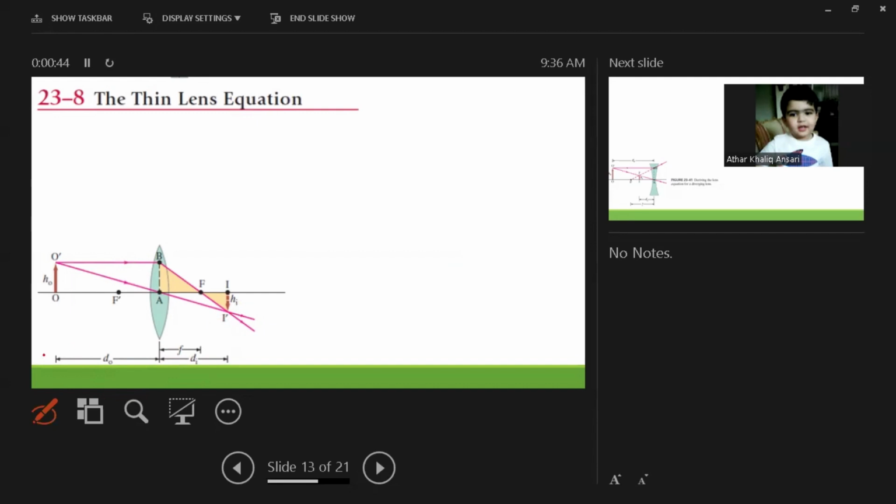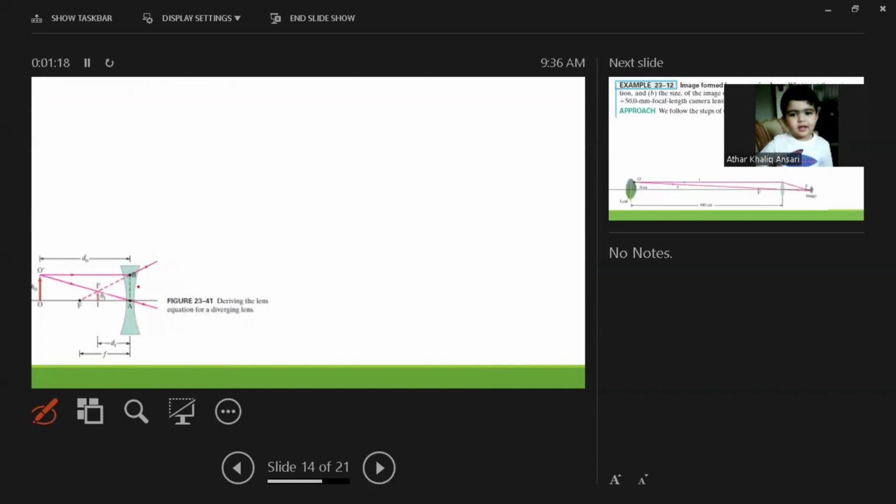Only in one position of the convex lens will the image be on the same side as the object, and it will be virtual. So if the object is behind 2f, at 2f, or in between f and 2f, where f is the focal point, the image will be on the other side of the lens. At f, the image will be at infinity. But if the object is between f and the optical center, I can show you a figure here.